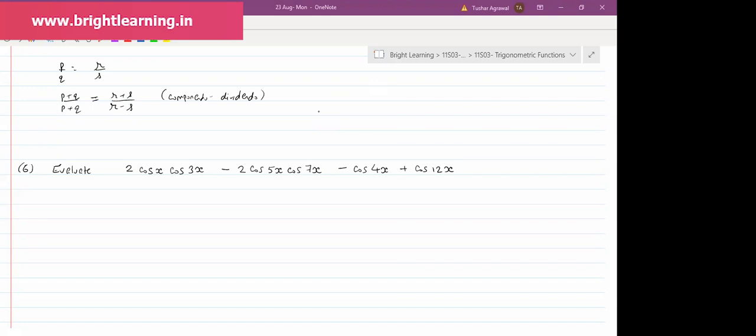And look at the formulas from the book. Some identity has to be used over here.